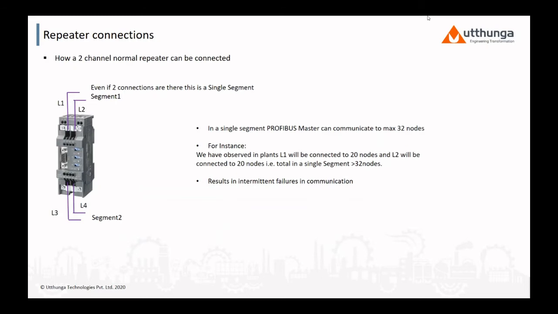What actually happened in one of the plants is they connected L1 to 20 nodes and L2 to the other 18 nodes. That gives you almost 38 nodes, right? That is more than 32 nodes in a segment. That created a delay in the network, and their drives and conveyors were having a lot of intermittent failures. Then they couldn't find what the issue was. So these are the small mistakes usually made by the end user. Proper commissioning is this is a single segment and this is a single segment. So you need to check that.